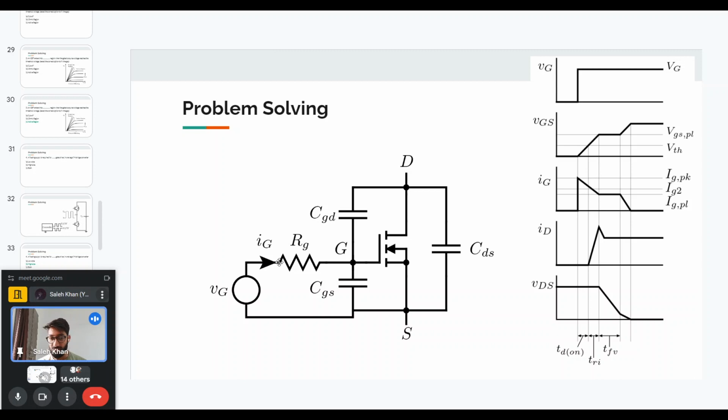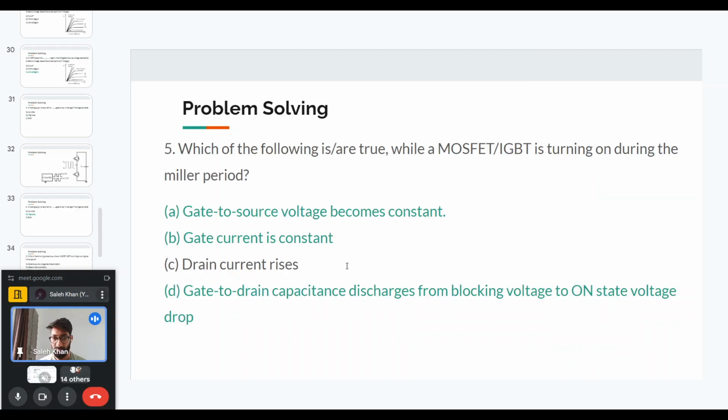And since this current is going through the gate to drain capacitance, it is getting discharged. First it was charged to the off-state voltage, and now it is getting discharged. It will just be the forward blocking voltage. So that is the D option. And the C option was that the drain current rises, but as we see, the drain current has already risen to the full value before the Miller region. It rises from the threshold to the Miller voltage, so it has already risen to the full value. So the C one is not true. That's why the answer to this is A, B, and D.